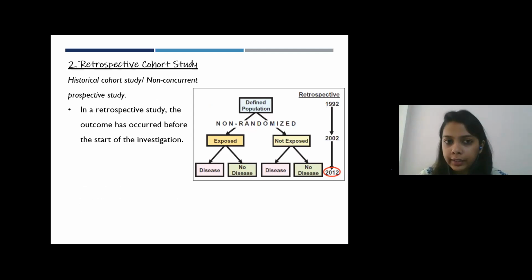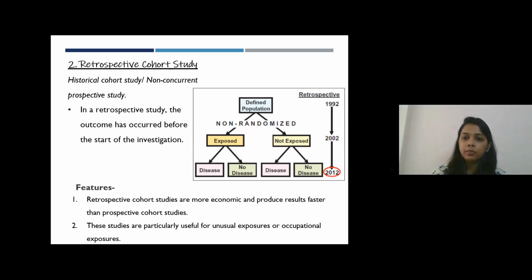Retrospective is where you go back in time. So it's a historical or a non-concurrent prospective study. So the outcome has already started before the exposure. What you do here is move back in time, and you try to see if people with the condition were exposed or not exposed to the particular factor that you're trying to study. It's much more economical and it gives faster details.